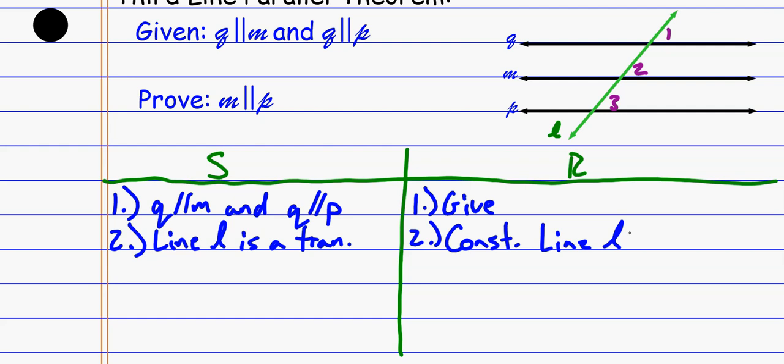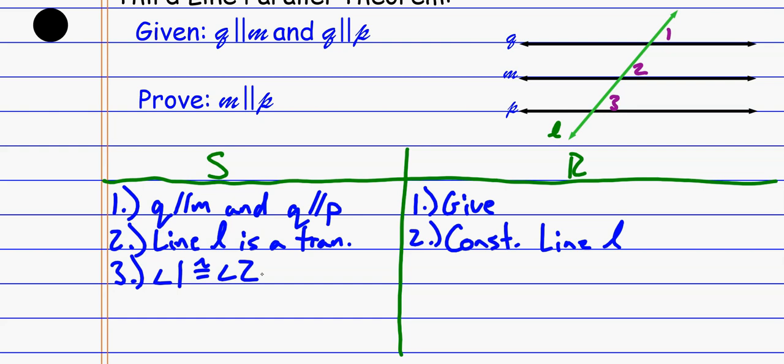Why is it a transversal? Because I made it so. All right. And so now I have lots of other things that I can reference in this picture. Okay. And the first thing I might do is say, well, if Q and M are parallel, I know something about those angles, don't I? Yeah, I know that angle 1 is congruent to angle 2.